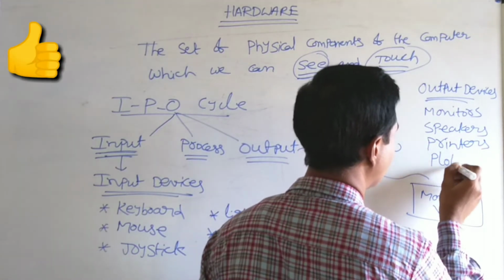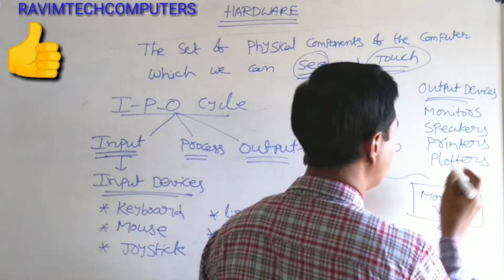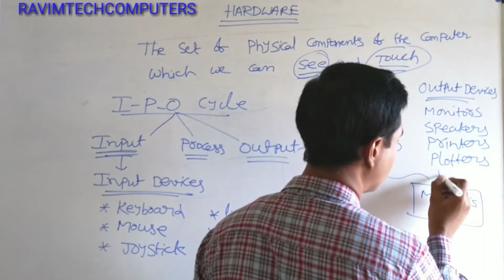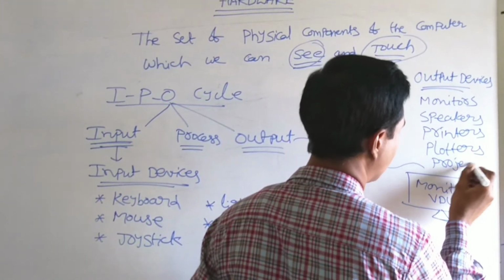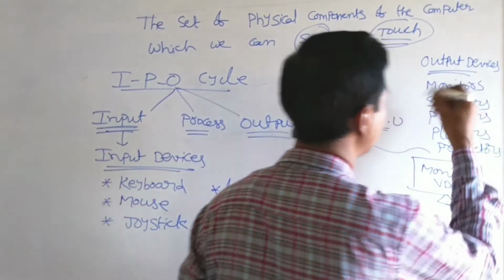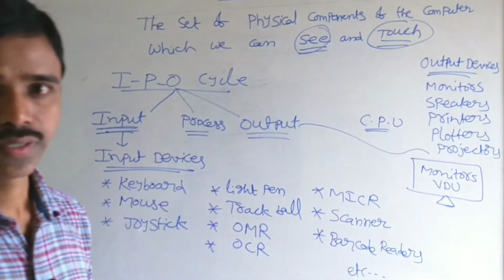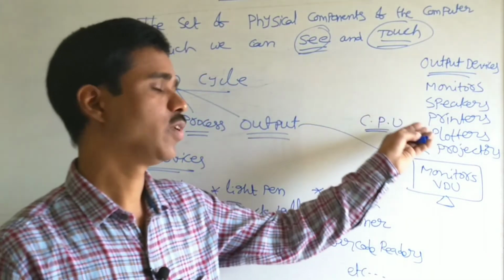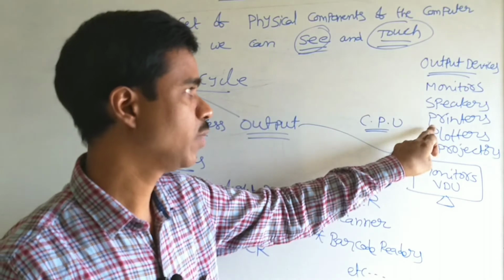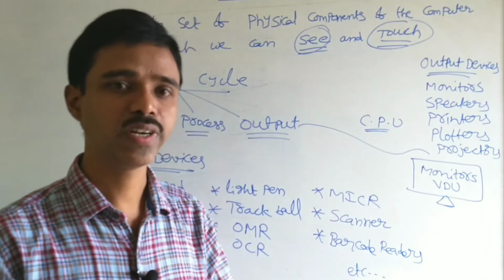plotters, and LCD projectors. All these come under output devices. Those are also called hardware components only. Why? Because monitors, speakers, printers, plotters, projectors, we can see and touch.